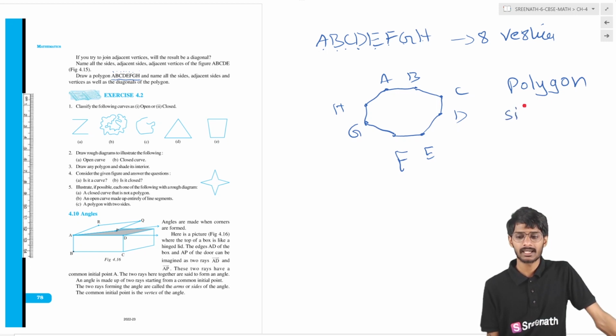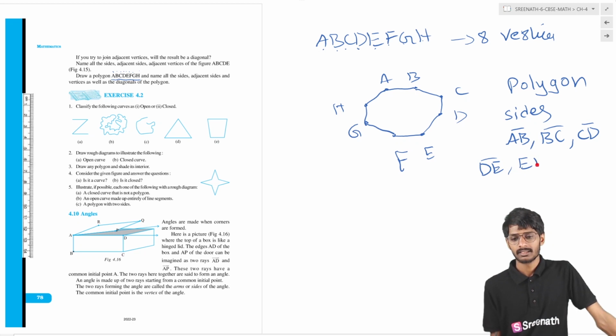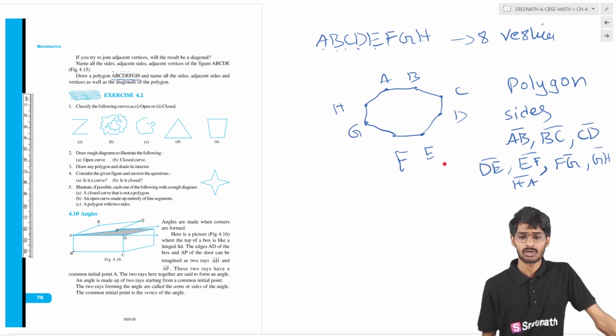What are the sides here? AB is a side, BC is a side, CD is a side, DE is a side, EF is a side, FG is a side, GH is a side, HA is a side. So all these are the sides of the polygon, students.